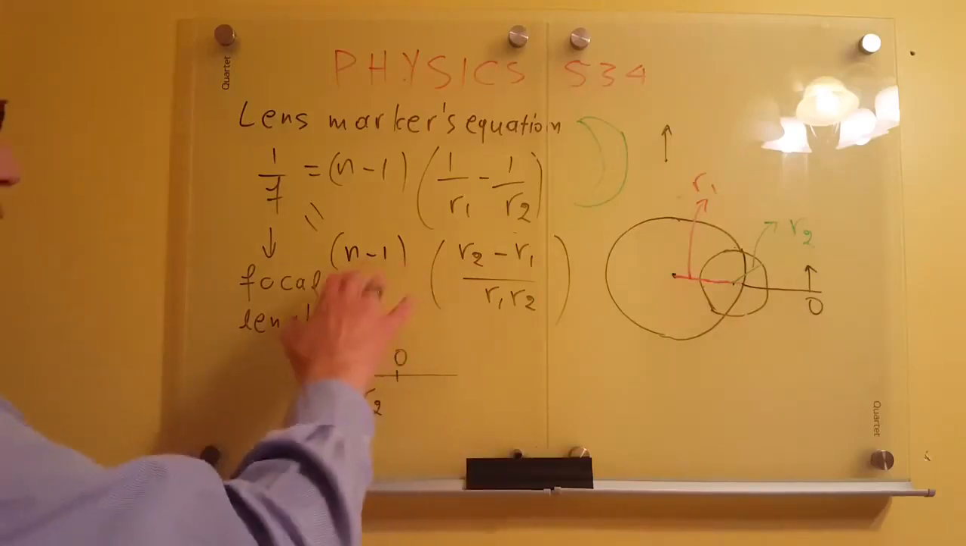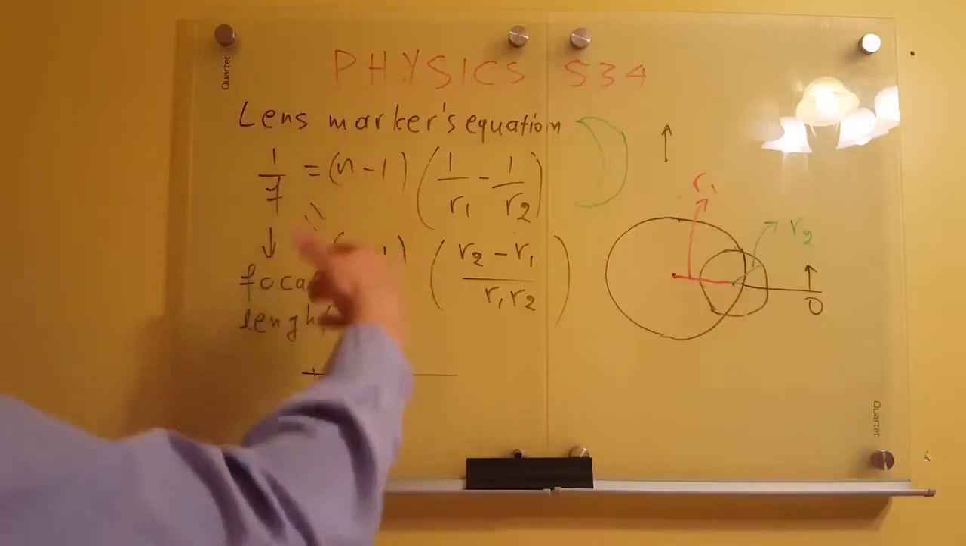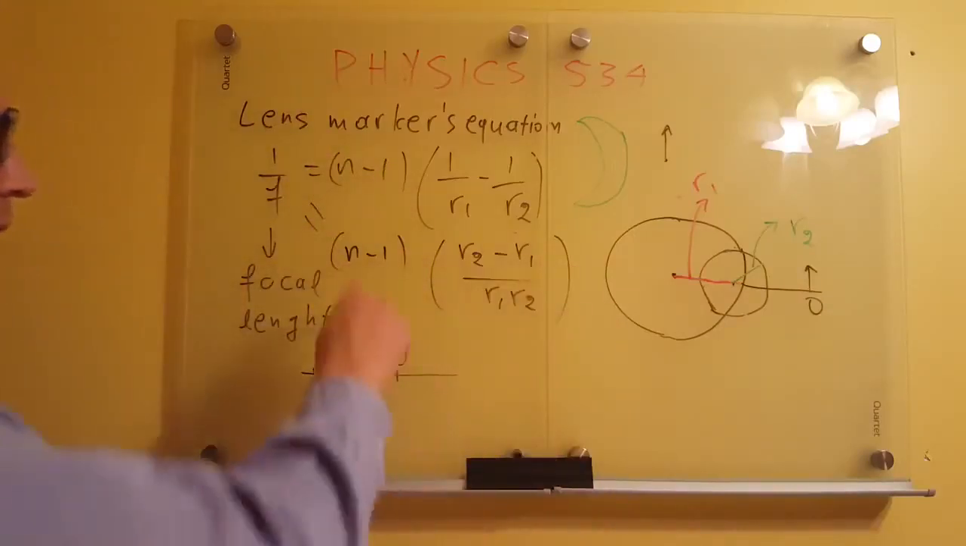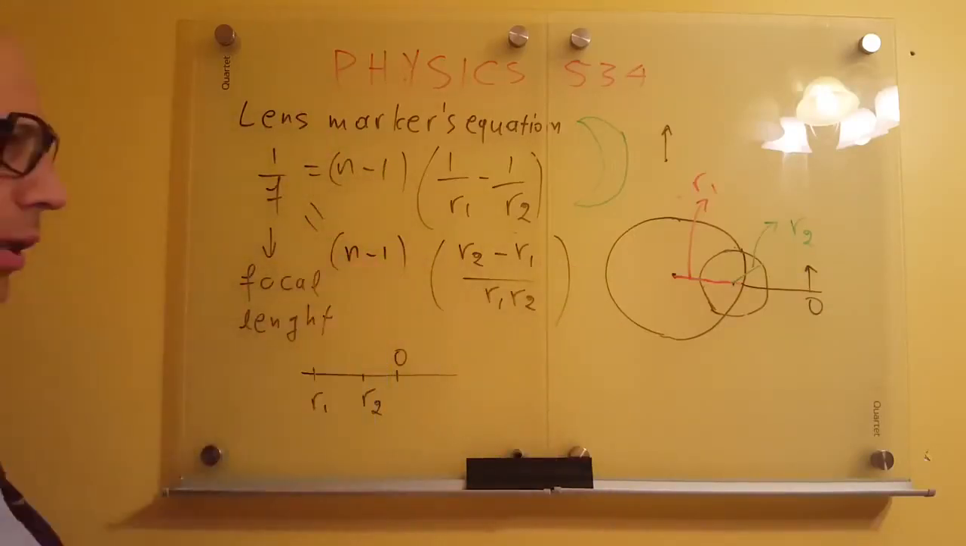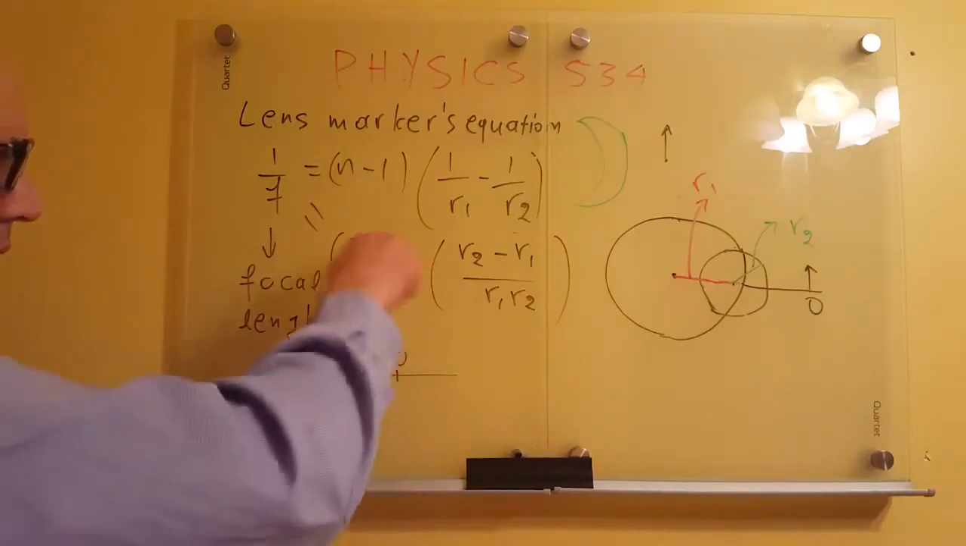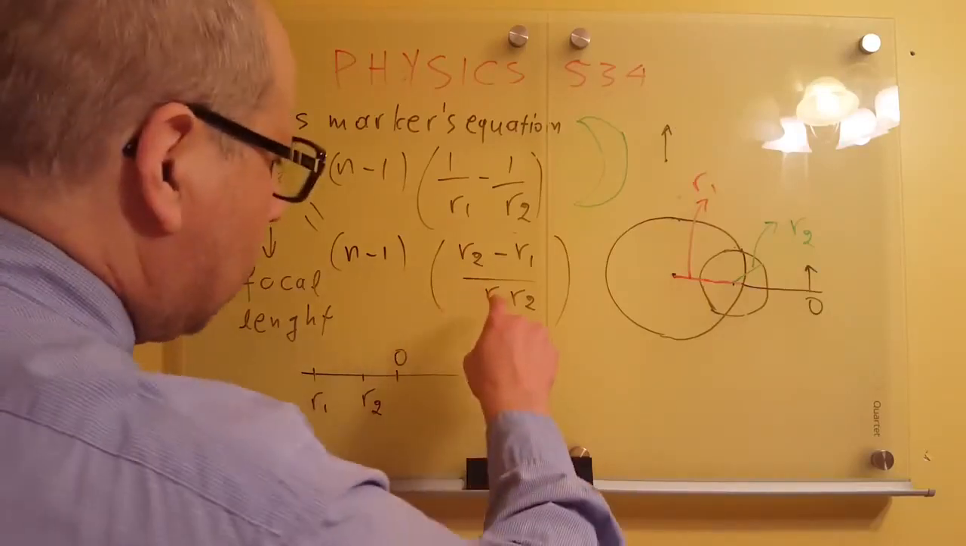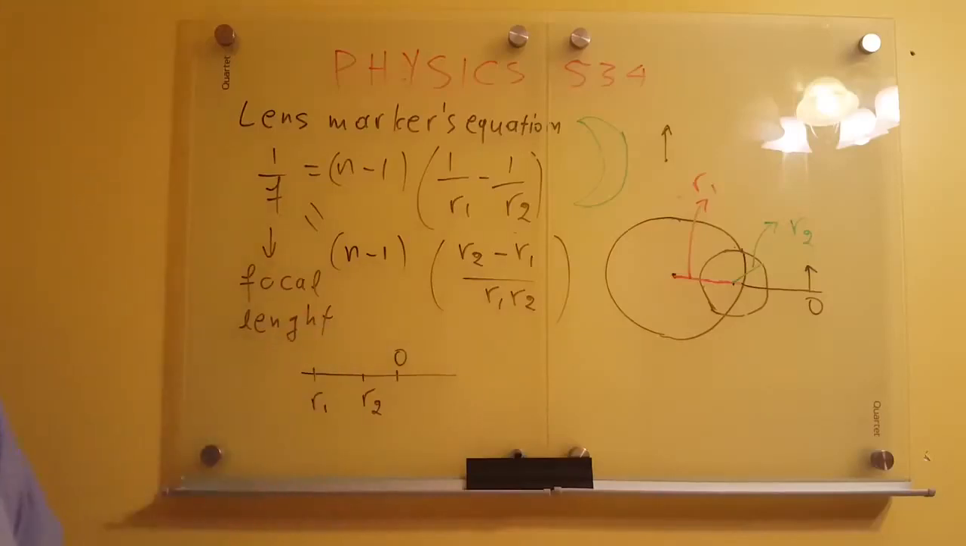Again, we have to prove that the 1 over f, which is equal with this here, is positive. Again, this here is positive because n, the index of refraction, is greater than 1. So that means that this here is greater than 0. So now let's see R1 and R2.